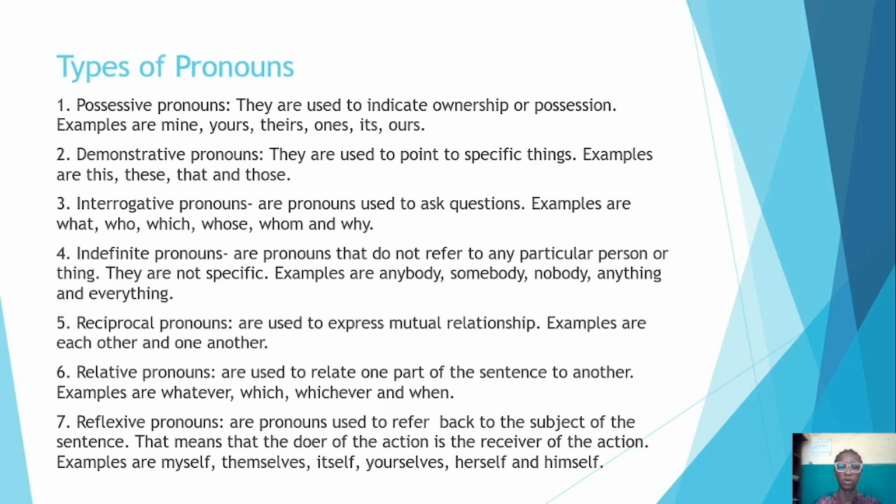They are not used to refer to any particular person or thing. For example, we have anybody, somebody, nobody, anything, everything. These pronouns are not referring to any particular person or thing. And the pronouns which carry "any" are used in the negative form.